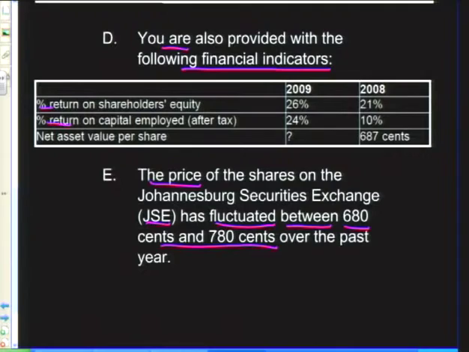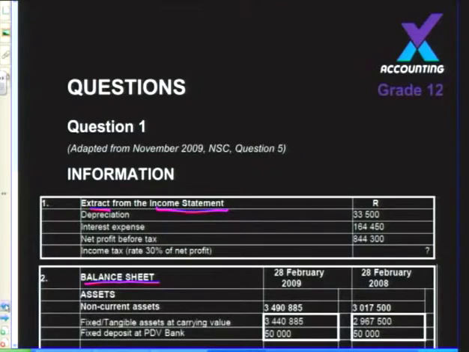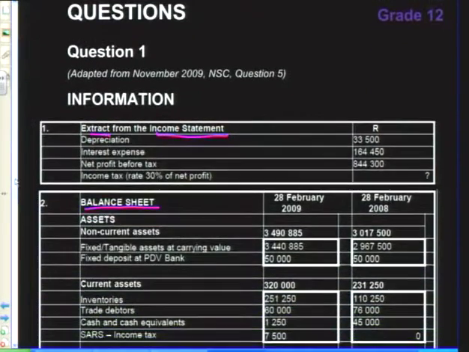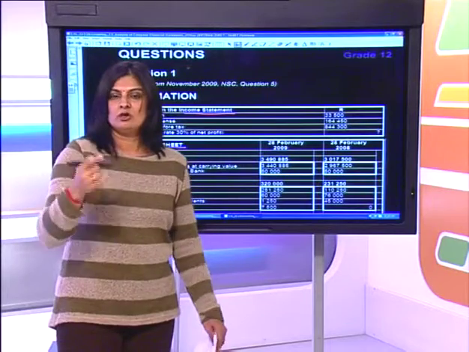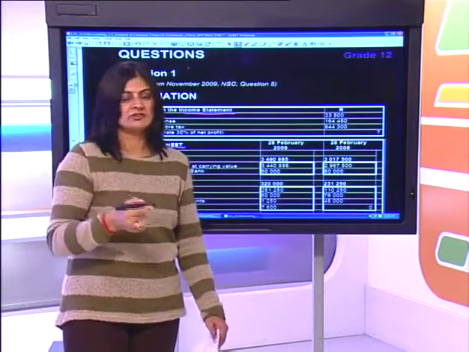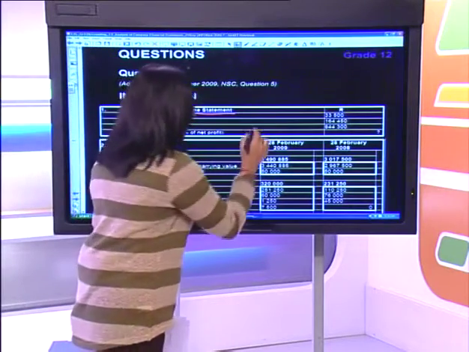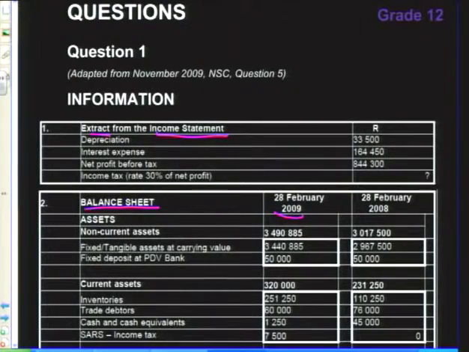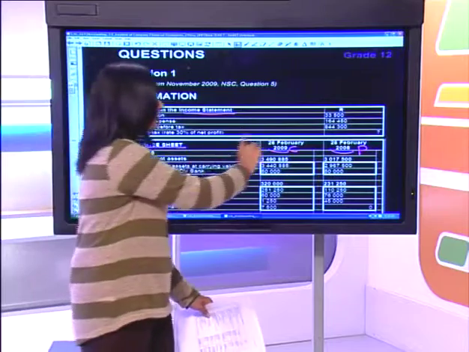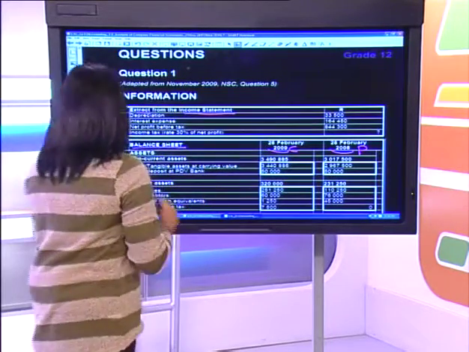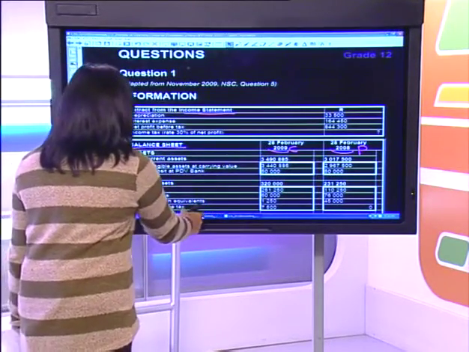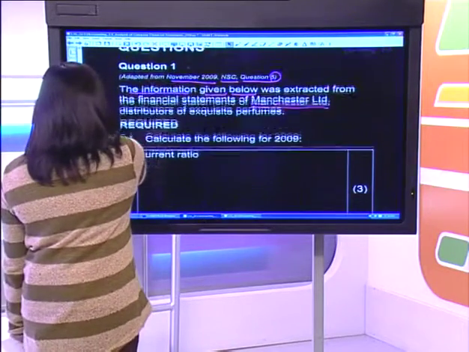Okay, so we've looked at the information, and before I go to the actual question, guys, something absolutely important, and I know a lot of you watch Ashraf and he's mentioned this: please, very, very important, 2009, 2008. 2009 is my current year. 2008 would be my previous year. Absolutely important that you don't mix the two. Right, let's now look at our questions, and we'll obviously come back to that information.